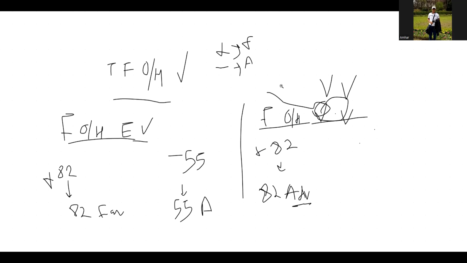Did you understand? Yeah, understood that. Okay. If the answer is minus 55 and you put 55 adverse, your answer is wrong. You have to put 55 favorable. Did you understand that? Yeah, understood that. Okay. So this applies only for fixed overhead volume variance. Always remember that.